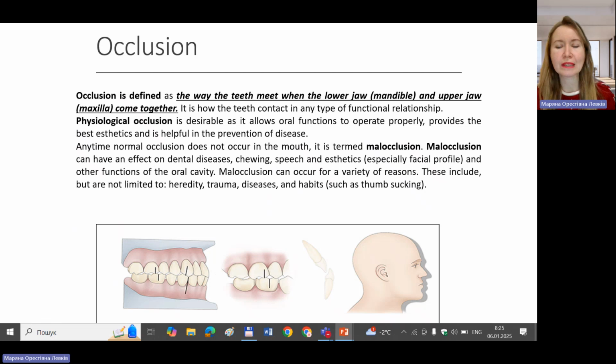Anytime normal occlusion does not occur in the mouth, it is termed malocclusion. Malocclusion can have an effect on dental diseases, chewing, speech, and aesthetics, especially facial profile, and other functions of the oral cavity. Malocclusion can occur for a variety of reasons, and these include, but are not limited to, heredity, trauma, diseases, and habits, such as thumb sucking.